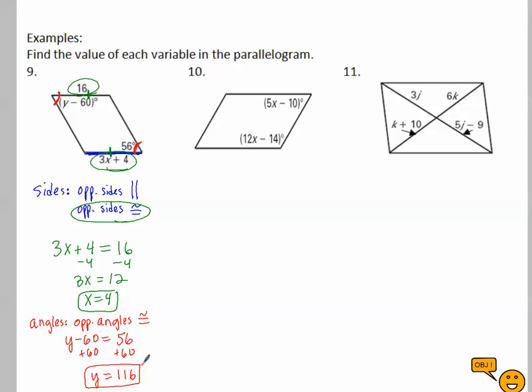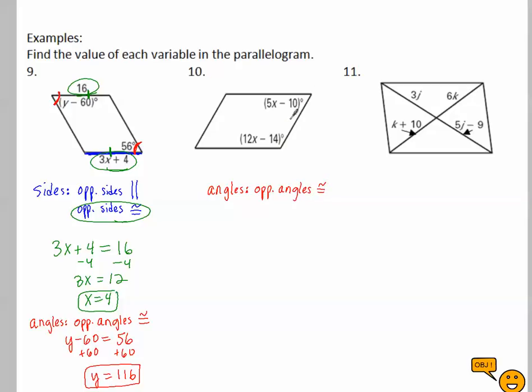Why don't you pause the video, take a look at the next couple of examples coming up, and see if you can figure those out. So let's see what you think. I see degrees in here for both of these expressions. So I know that these are angles. Well, what did we say about angles in the last one? We said opposite angles must be congruent.